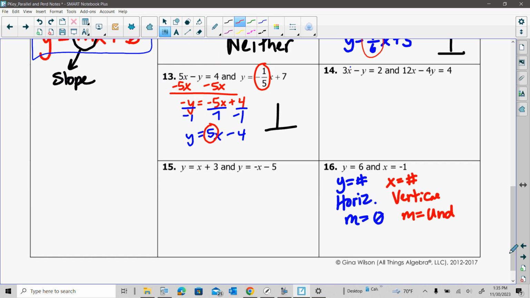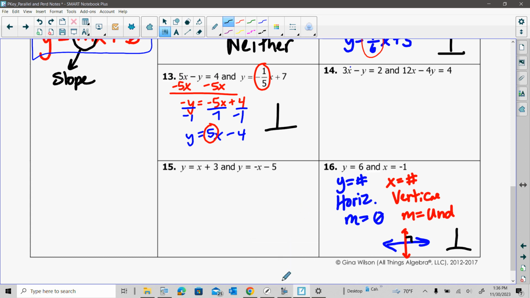Because we have a horizontal and a vertical, think of a picture. Horizontal goes left and right, vertical goes up and down. When they intersect, it's always going to be perpendicular. So this was perpendicular. All right, now let's go ahead and let you work on your homework.